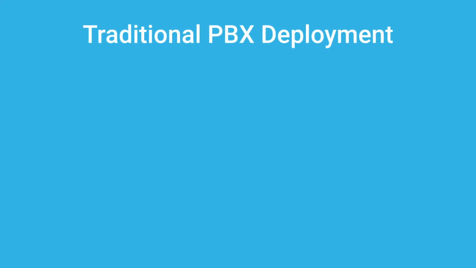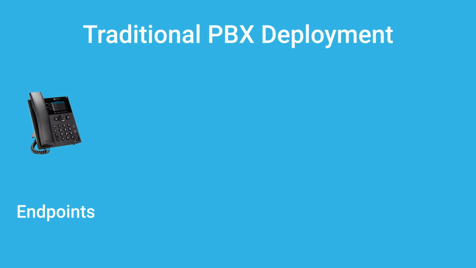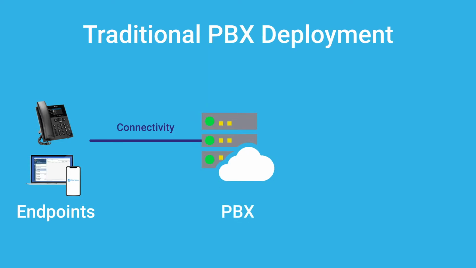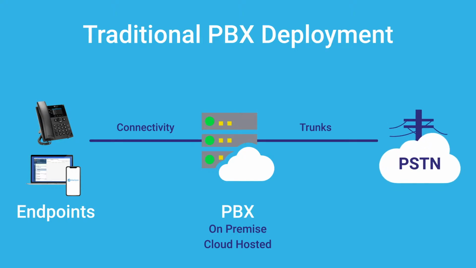So if we look at a traditional telephone system deployment, what we have is endpoints, so desktop phones or soft clients on a PC or a mobile. They are connected to a phone system that can either be on-premise or hosted, and then they use trunks like ISDN or SIP to connect you to the public switched telephone network. And that's how a traditional PBX deployment would work, to make calls from your phone on your desk through the telephone system to somebody's mobile or landline.